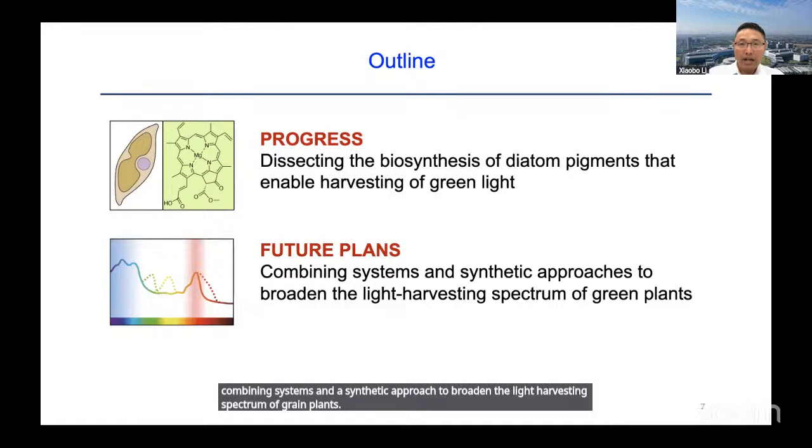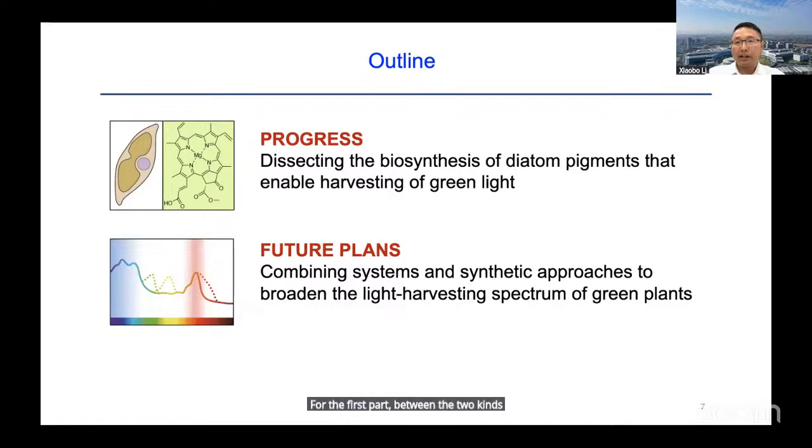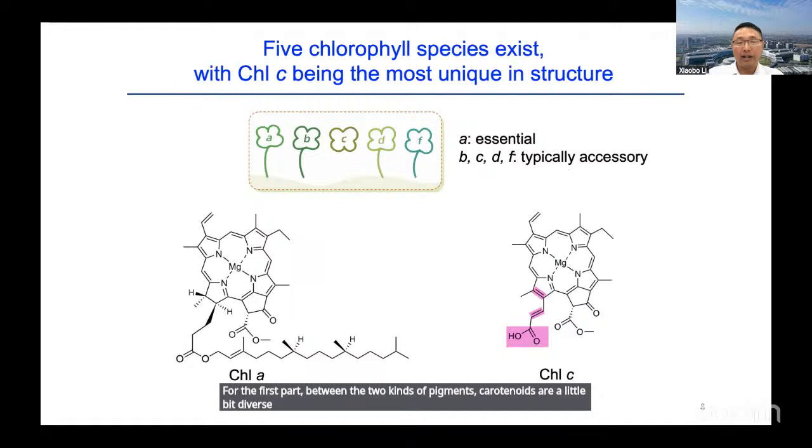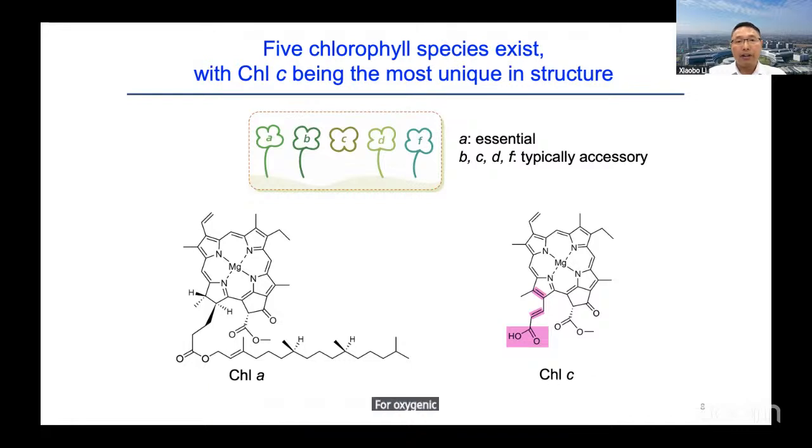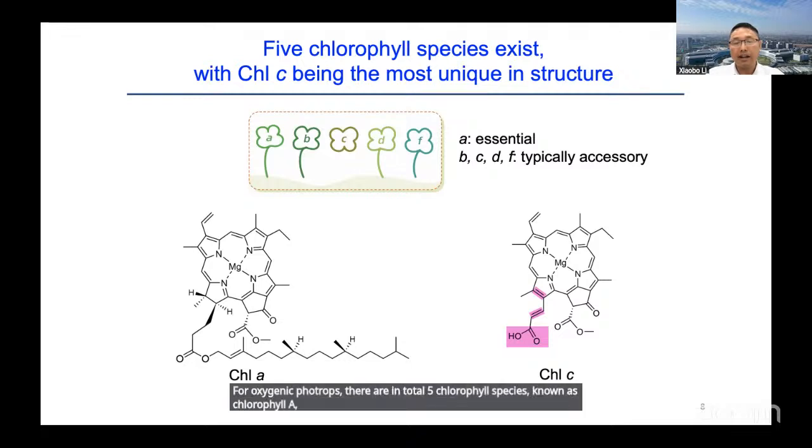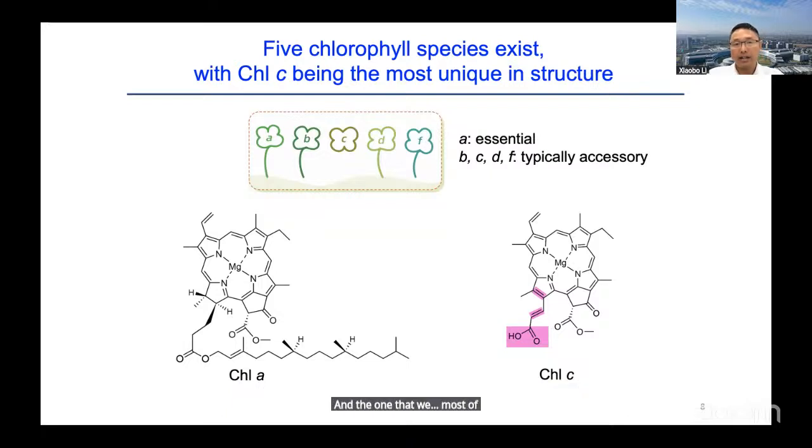For the first part, between the two kinds of pigments, carotenoids are relatively diverse, but there are only a small number of chlorophyll molecules that are common. For oxygenic phototrophs, there are in total 5 chlorophyll species, known as chlorophyll A, B, C, D, and F. And almost every organism has chlorophyll A, so it's essential. And the other 4 are typically accessory. They help chlorophyll A in light absorption. They absorb at different wavelengths. And the one that we worked the most on is chlorophyll C.